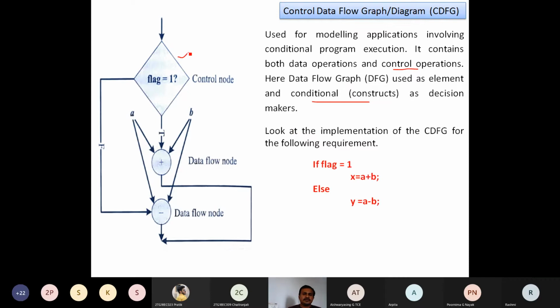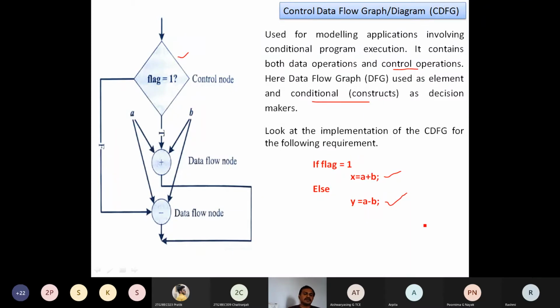So in this example, I want to perform the same task, x equal to a plus b and y equal to a minus b, over some conditions. So what are those conditions? We are going to use one condition there. If the flag is one of the variables or the controlling node, if flag is 1, then the system has to perform x equal to a plus b. Otherwise, it has to perform y equal to a minus b.